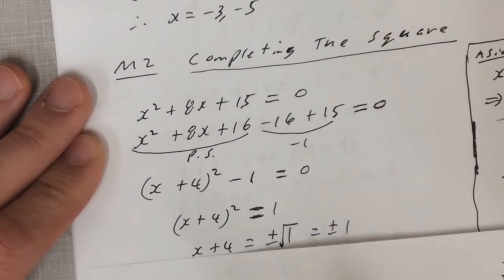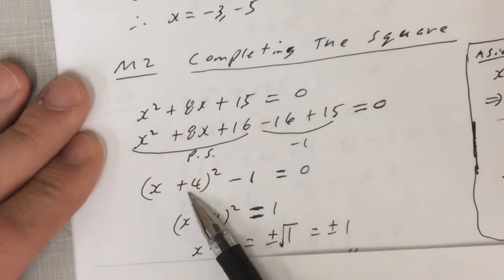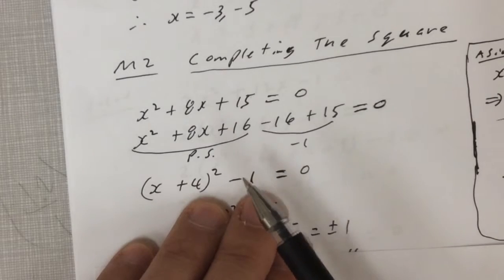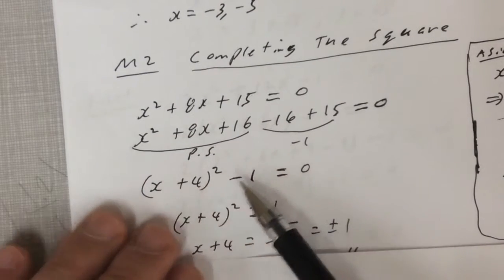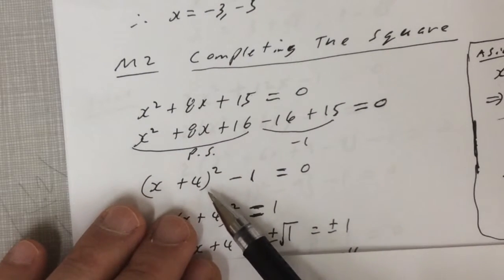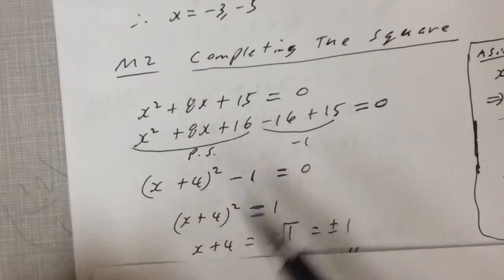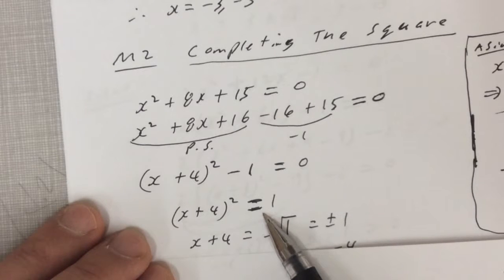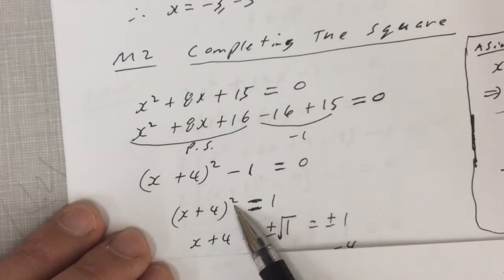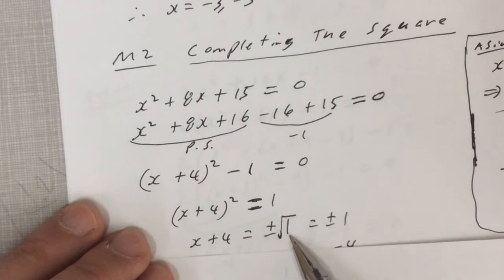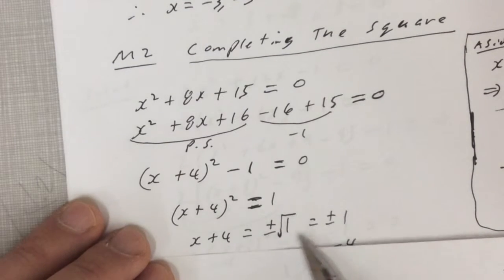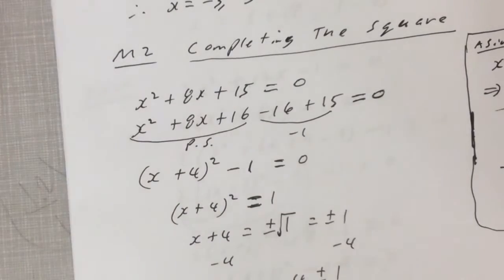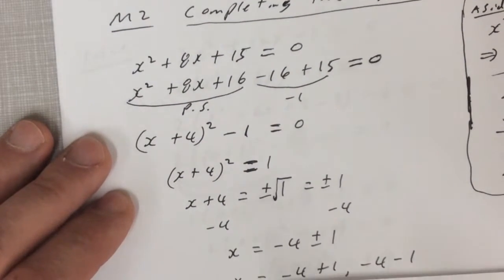So going back to this, now if we have x plus 4 squared minus 1, you can look at that as a difference of squares. So that's going to be x plus 4 minus 1, x plus 4 plus 1. Or you can bring the 1 over to the other side, so add 1 to both sides, and then get rid of the square by going plus or minus square root of 1, which is just plus or minus 1. Okay, now you can subtract 4 from both sides.